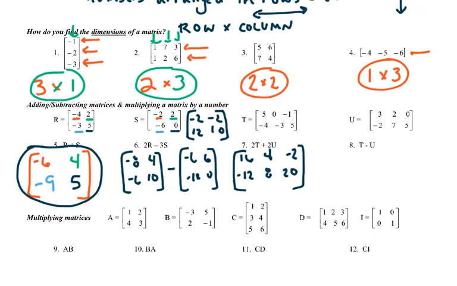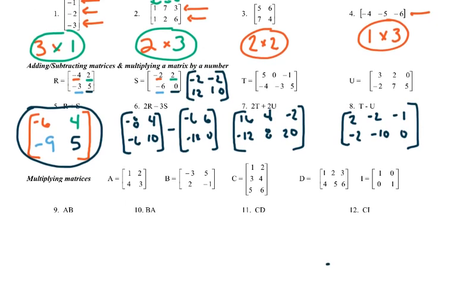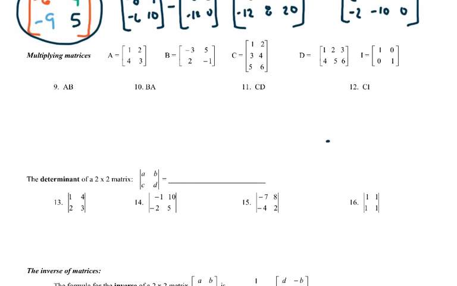Similarly with T minus U, we're just going to subtract each spot. So 5 minus 3 is 2, then -2, then -1, then -2, -3 minus 7, -10, and of course 5 minus 5 is 0. Adding and subtracting matrices. Multiplying matrices is a little bit more difficult, but it's not bad.